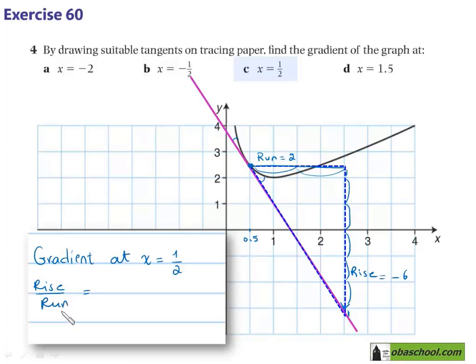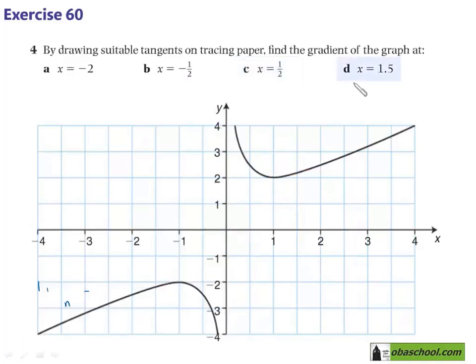Now, for rise over run, we say -6 divided by 2, and that would be -3, which is the gradient at x equal to half. So that would be the value of the gradient. Now, moving on to part D.